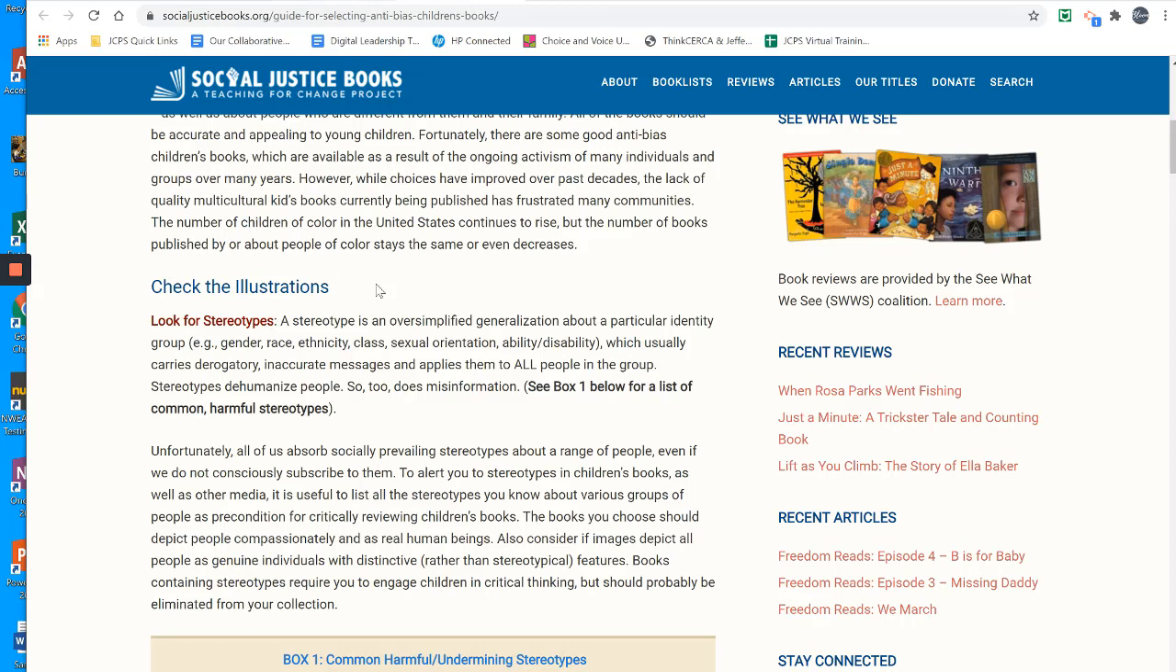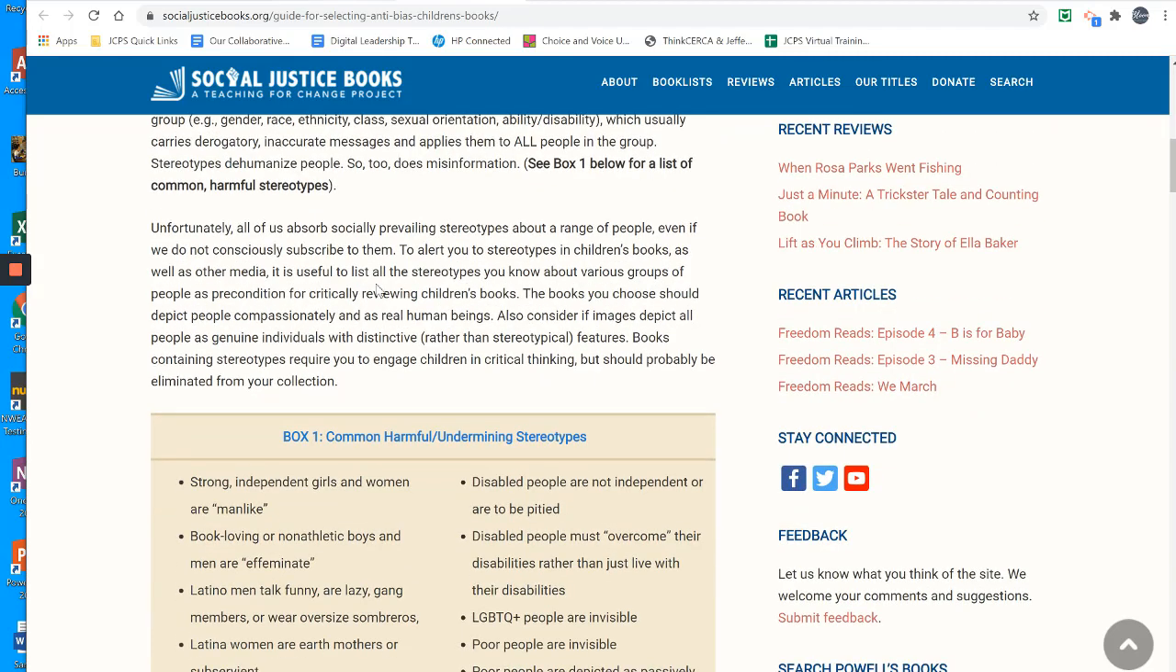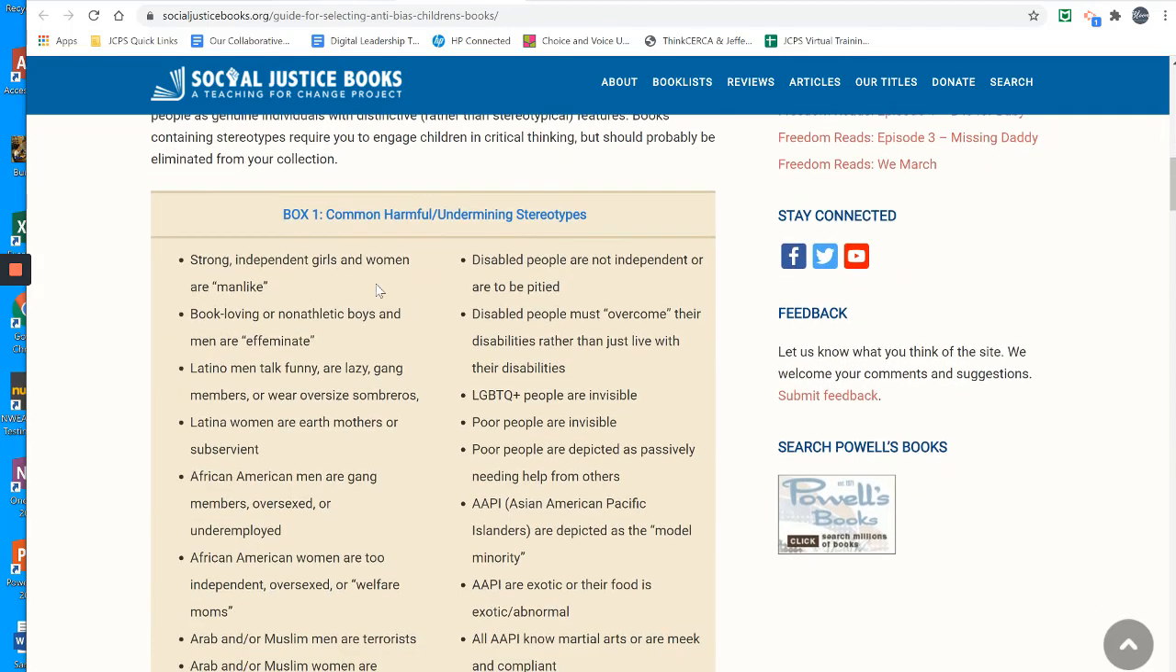We don't want gender stereotypes perpetuated. We don't want those who are able or disabled to be characterized in a stereotypical way in the text that we use. So we want to be critical consumers of the resources that we have at hand. And this encourages us in this chart to think about common harmful or undermining stereotypes. Keep these in mind because they can do damage to our student populations, right?